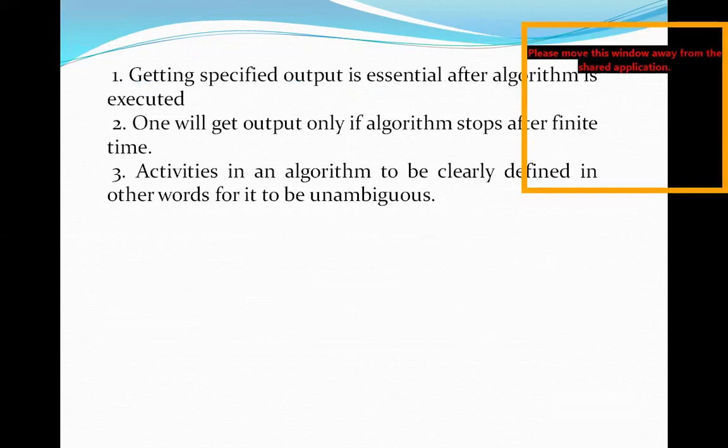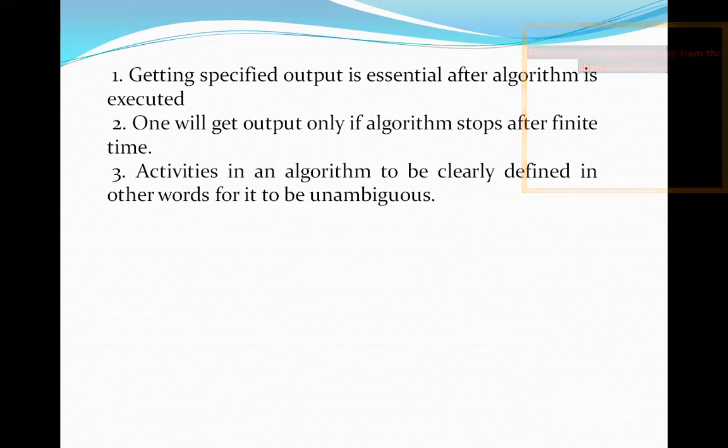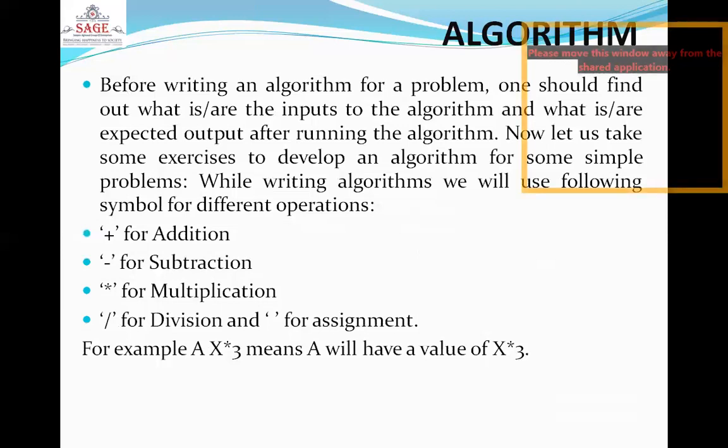These are some points. Getting a specified output is essential after an algorithm is executed. Second, one will get output only if the algorithm is stopped after finite time. And last, activities in an algorithm are to be clearly defined, in other words, unambiguous. Before writing an algorithm for a problem, one should find out what is the input to the algorithm and what is the expected output. Actually, we work for the expected output in the algorithm.